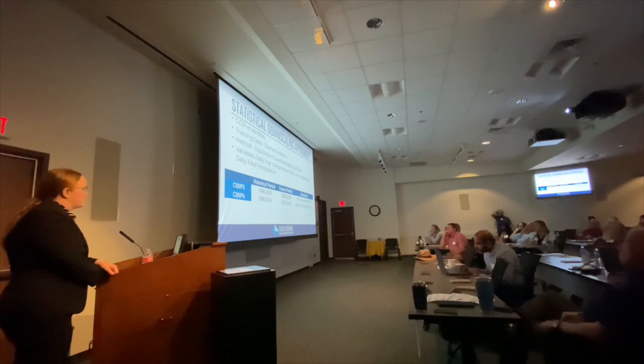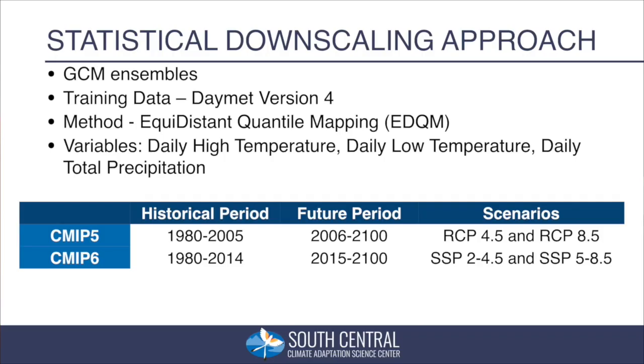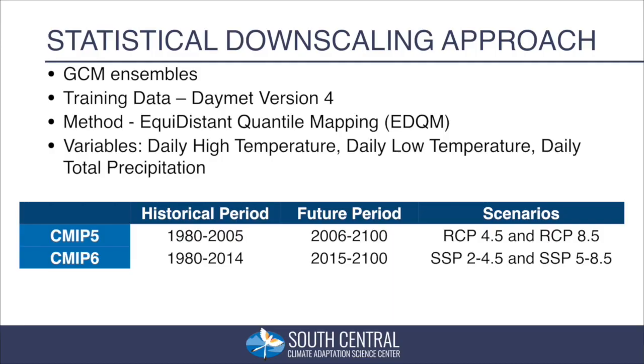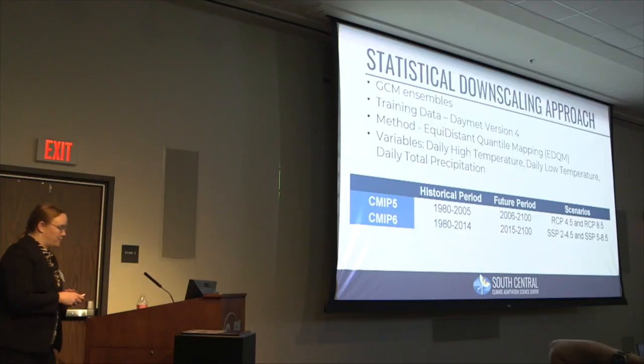So for our purposes, it's important to note that the downscaling as a result will have an output resolution that is the same as the training data. So it comes out at a 1-kilometer resolution. The method we used is equidistant quantile mapping, which we'll get into a little bit more in a moment, for producing downscaled simulations of daily high temperature, low temperature, and daily total rainfall.